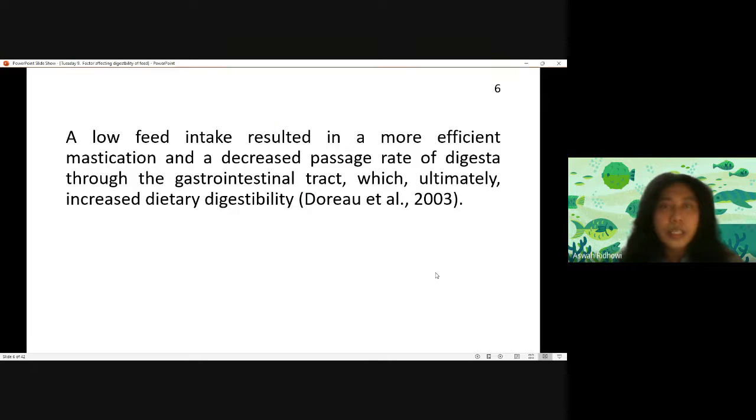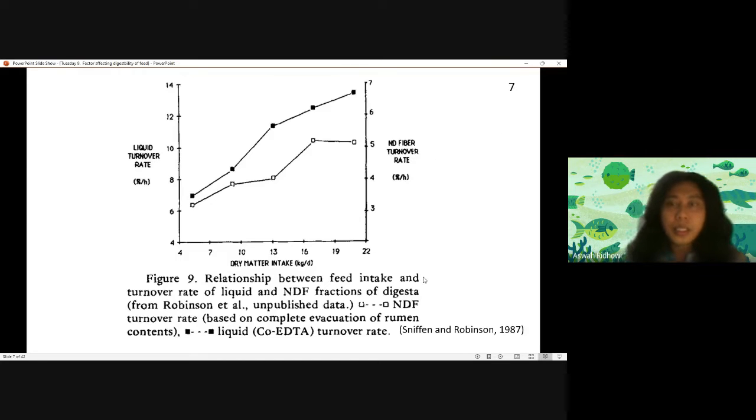A low feed intake resulted in a more efficient mastication and a decreased passage rate of digesta through the gastrointestinal tract, which ultimately increased the dietary digestibility. Related to this statement, we can see from this picture that there is a relation between feed intake, turnover rate of liquid, and the digesta. From this picture, we can see that if the dry matter intake is low, then the fiber turnover rate will linearly decrease. However, in other situations, if the dry matter intake increases, both fiber turnover and liquid turnover will increase.